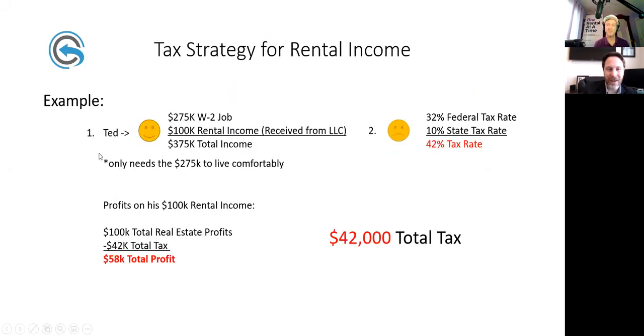There you go. So back into our example, we're going to start again. And this is a tax strategy for real estate income. So let's say we have Ted. And Ted has a W-2 job and/or a spouse, and collectively they make $275,000 on a W-2 job. And they also have real estate rental income coming in from an LLC, and that's about $100,000 a year. Now, if Ted has $275,000 on a W-2 and $100,000 of rental income, he's going to have roughly $375,000 worth of total income.